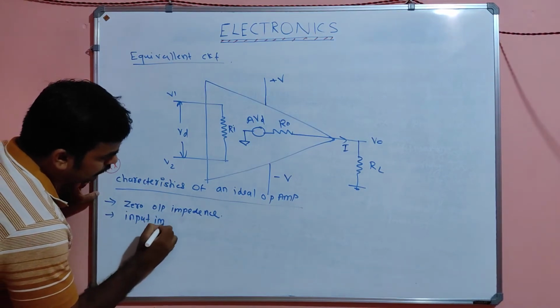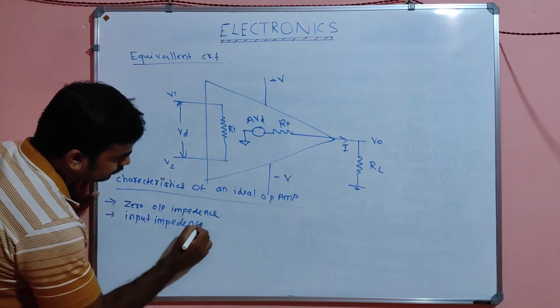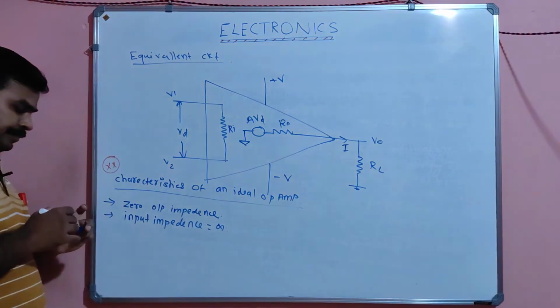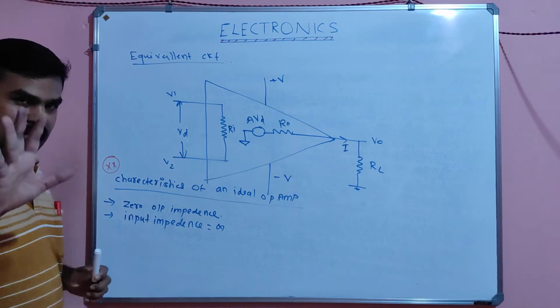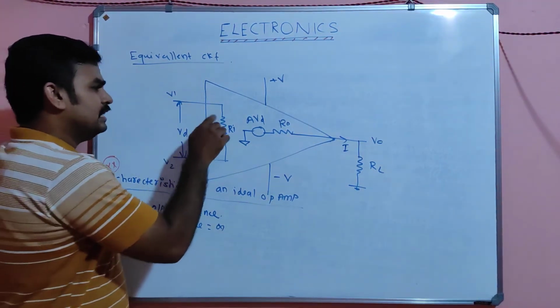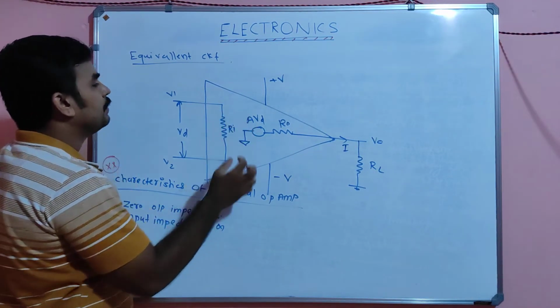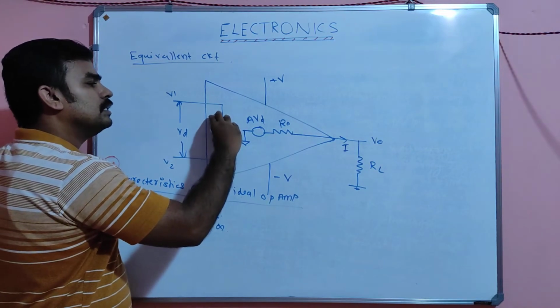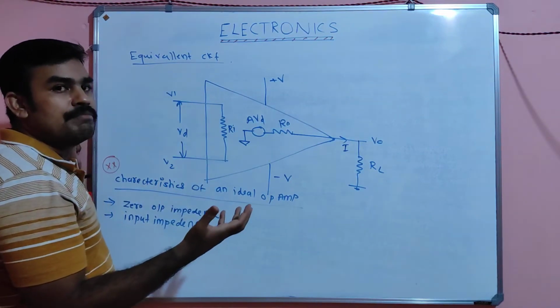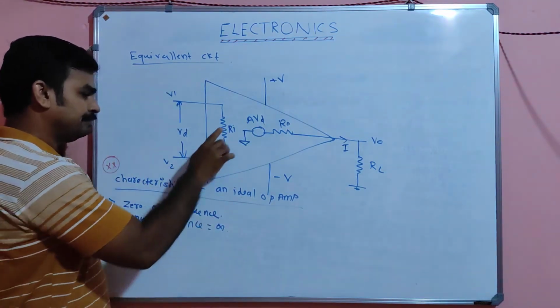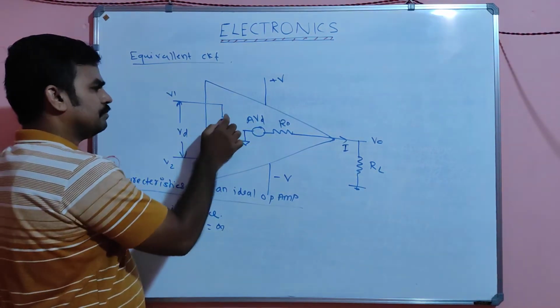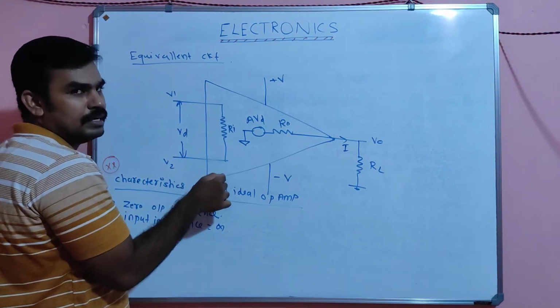Another important characteristic of an ideal Op-Amp is that the input impedance is equal to infinity. I will tell you that also. This is the input impedance, my dear, Ri. Suppose the input impedance is not infinity but equal to 0, you imagine. Suppose 0 means it is suddenly a short circuit condition now.